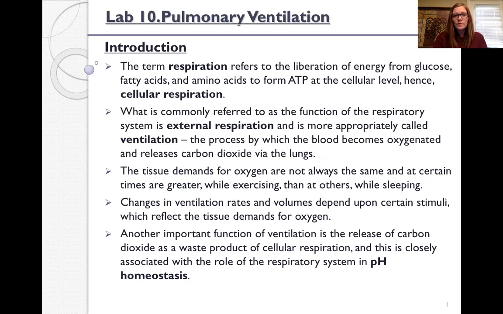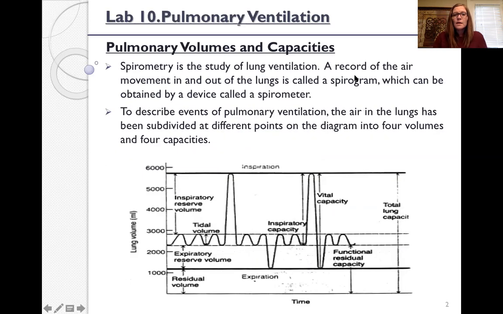Some of the things that we look at when we're in the lab itself are volumes and capacities. Spirometry is the study of lung ventilation, which is a record of the air movement in and out of the lungs. We use something called a spirogram to visualize that movement, and we use a device called the spirometer.